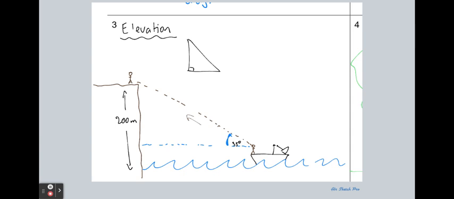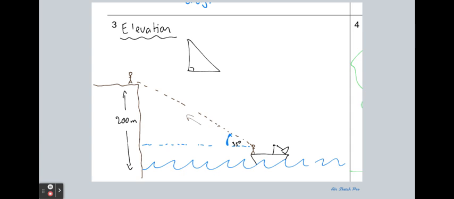Now, with elevation, elevation is always taken from the horizon and then as you're looking up at something or someone. Okay, so elevation is taken from the horizon up towards an object like so. So there's the picture. We can see that the cliff is 200 metres high. So we know that Victoria is 200 metres high.